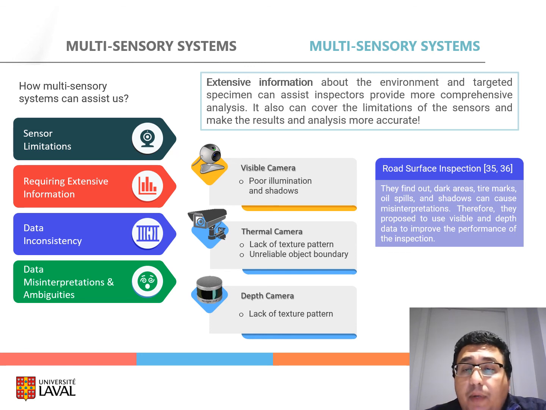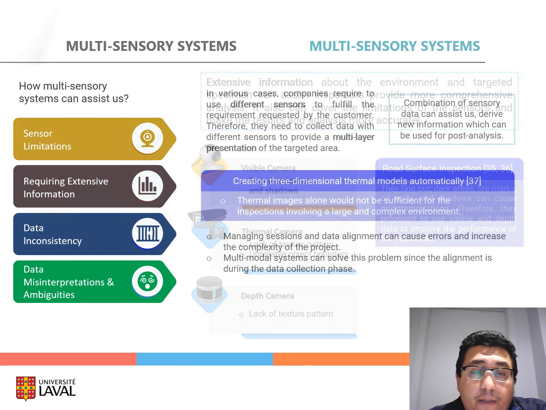As an example, we can mention one study that focused on inspection of road surfaces. After their investigation, they found out dark areas, tire marks, oil spills, and shadows can cause data misinterpretation. So they propose to use visible and depth data to improve the performance of the inspection.